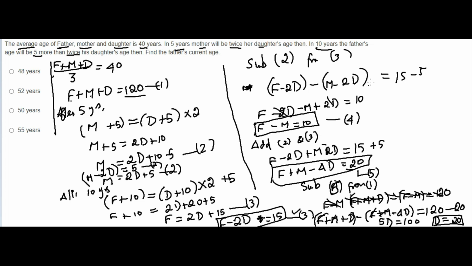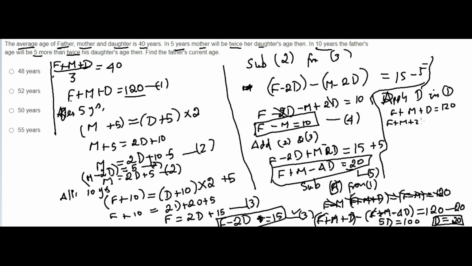Okay. Now what do you do? Because I don't have much space, I just explain out here. Okay, no issues, no problem. So apply the value of d. Okay, apply the d value. So otherwise I write apply d in 1. So okay, what is that? F plus m plus d equal to 120. D is 20, right? So f plus m plus 20 is equal to 120. Automatically f plus m is equal to 120 minus 20, which is 100.